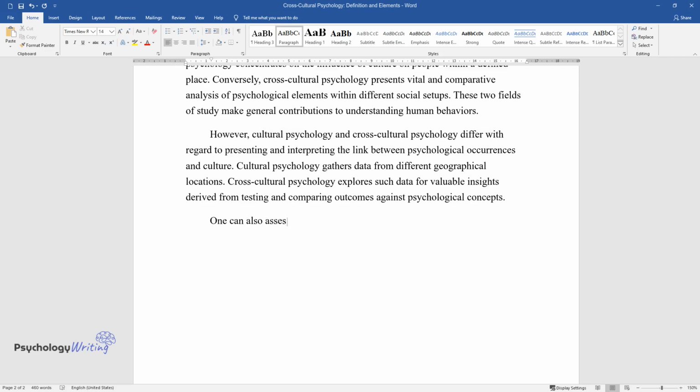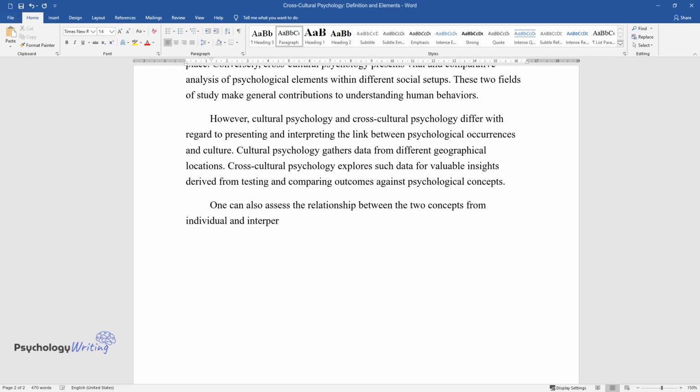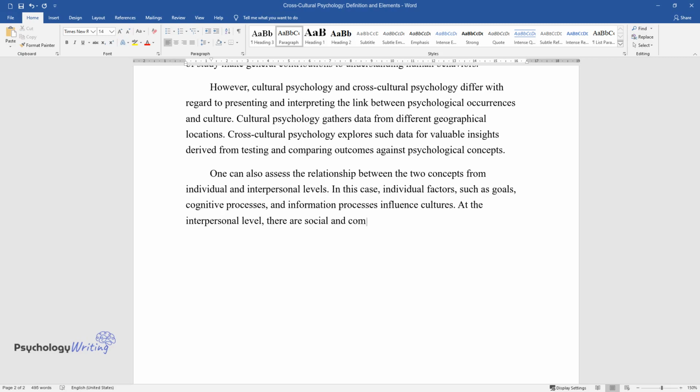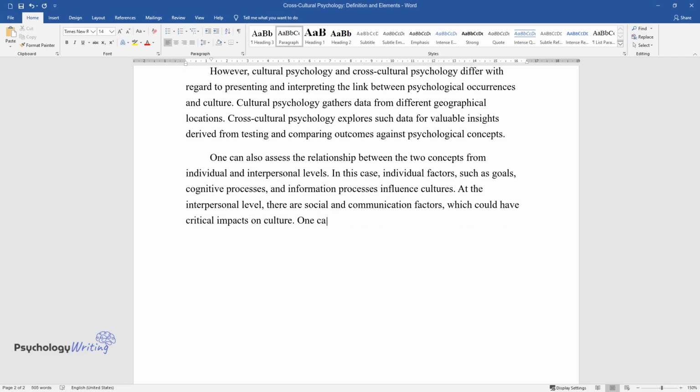One can also assess the relationship between the two concepts from individual and interpersonal levels. In this case, individual factors, such as goals, cognitive processes, and information processes influence cultures. At the interpersonal level, there are social and communication factors, which could have critical impacts on culture.